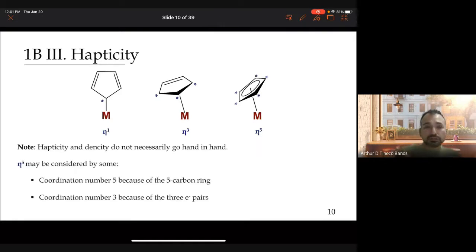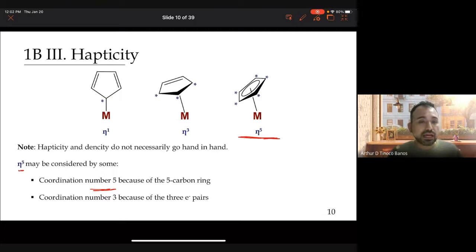Now, one thing to note is that they are related, but they're not identical, hapticity and denticity. Okay, so they don't always go hand in hand, because there's a little bit of discrepancy in the literature in terms of how hapticity can relate to coordination number. All right, so let's explore this. What do I mean by that? That can be a little bit confusing. Well, let's look at this. For instance, eta 5, and so we have the representation of eta 5 right here. So by some, eta 5 may actually be considered as a coordination number 5. Well, why coordination number 5? Well, you are in fact interacting with a 5-carbon ring, right? So those 5 carbons are participating in this feature.